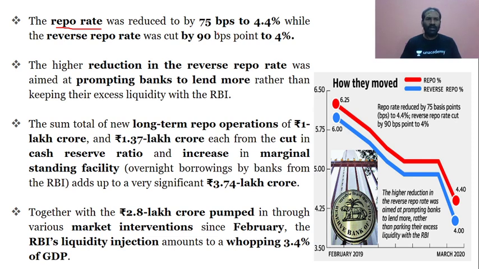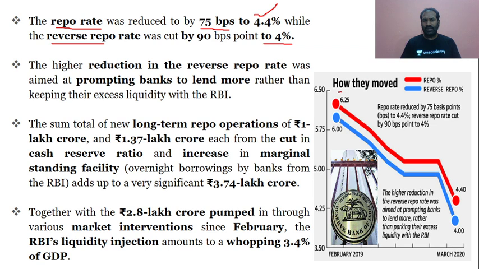So we have to look at what the repo rate cut was, to what extent it has come down. So they have cut 75 basis points, which has come down to 4.4 percentage. That means the repo rate as of today is 4.4 percentage, and the reverse repo rate was cut by almost 100 basis points, and it has come to 4 percentage.